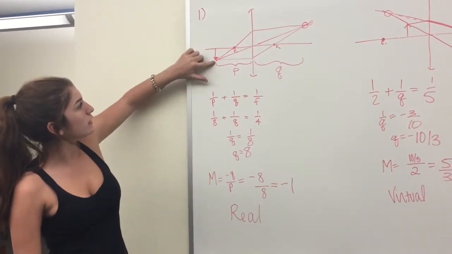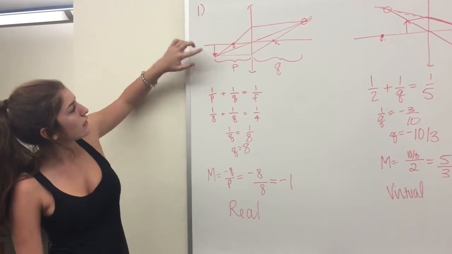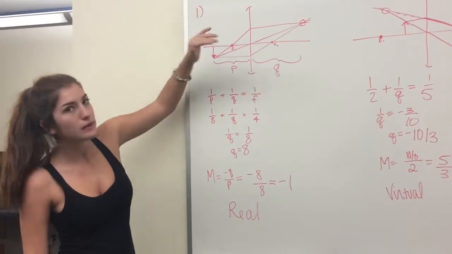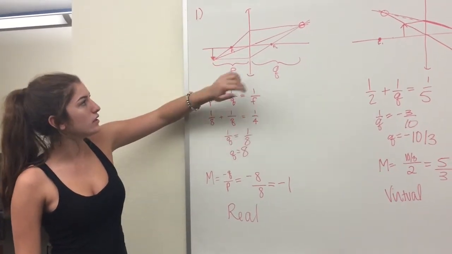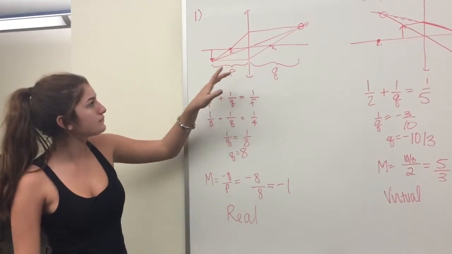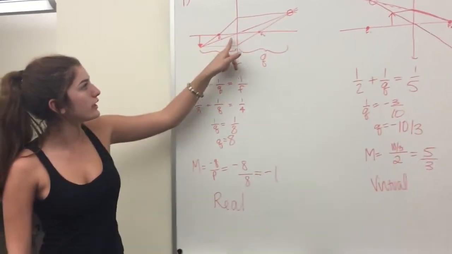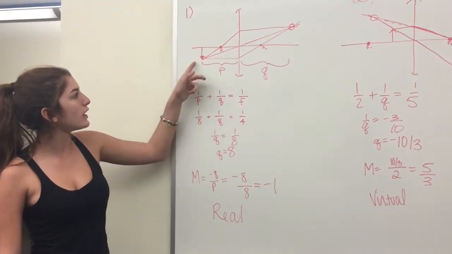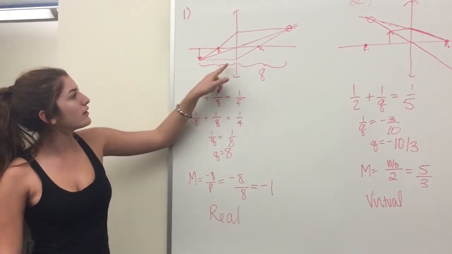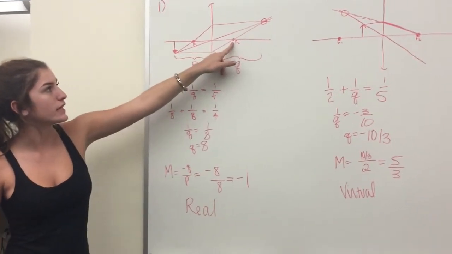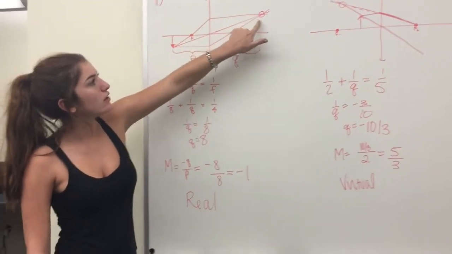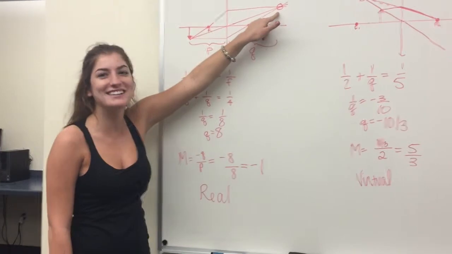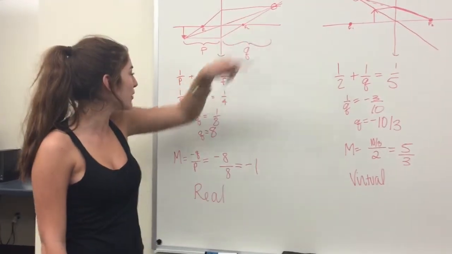One starts from the tip of the image, goes through the first focal point, and then parallel to the axis here. The second ray goes straight through the middle of the lens, and the third ray goes parallel to the axis and then through the second focal point. And since they all converge right here, we can tell that that is where the image is formed.